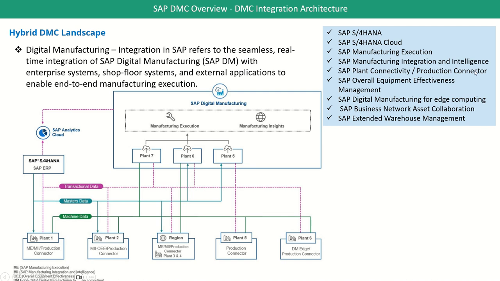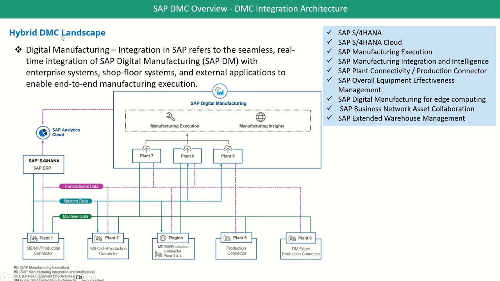or production connector, SAP Overall Equipment Effectiveness, SAP Digital Manufacturing for edge computing that I will also explain later, SAP Business Network Asset Collaboration, and SAP Extended Warehouse Management. So these are all the systems we can integrate from SAP Digital Manufacturing, but it is not limited to this. We can even connect a third-party system from SAP Digital Manufacturing on cloud.